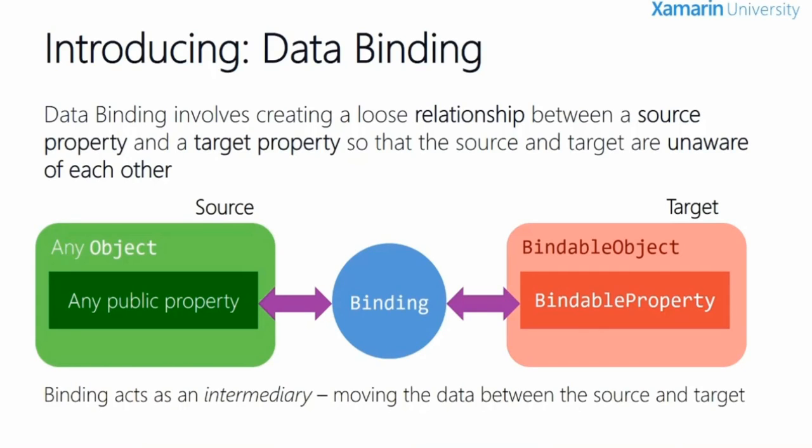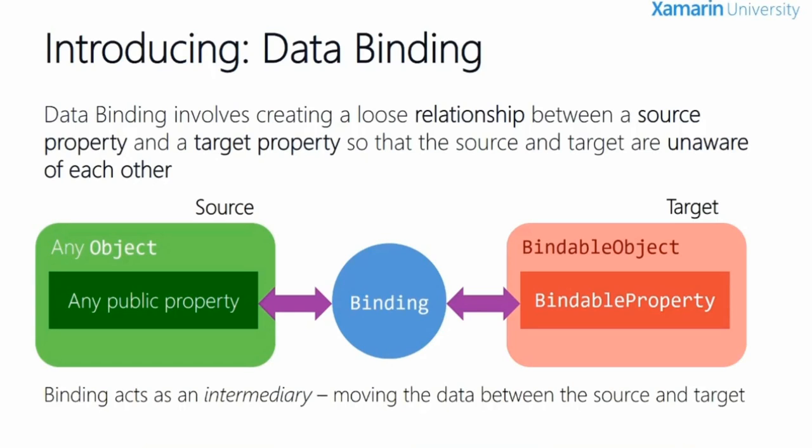In data binding, the binding itself is the middleman. We have a source and a target. The source can be any object, and we can bind to any public property on that source. The target is what we call a bindable object, and it has to have a bindable property on it.